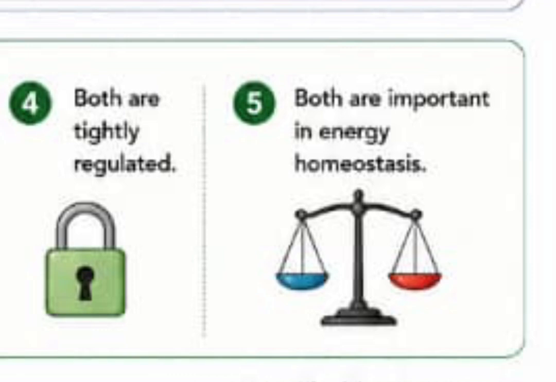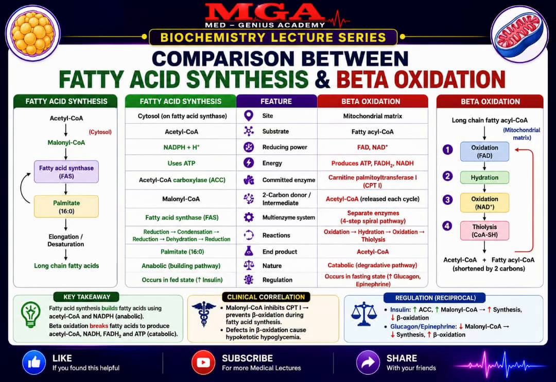Both are important in energy homeostasis. Remember, fatty acid synthesis utilizes ATP to form fatty acid, because that fatty acid will be needed later. Beta oxidation breaks down that fatty acid when I have not eaten to form what? ATP. I hope it all makes sense to you, and you have understood everything I've talked about.